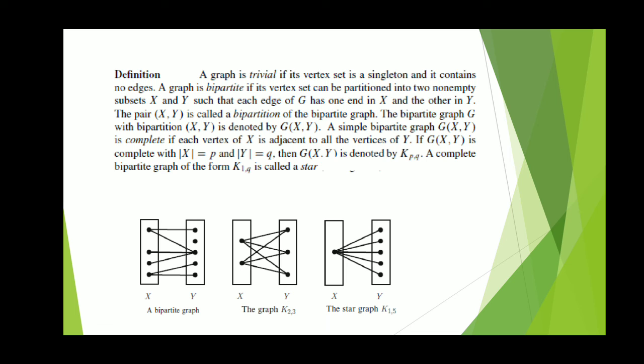A complete bipartite graph of the form K1, Q means the first set contains only one vertex and the second set contains Q vertices, and we make the adjacency between the vertex of one set and the vertices of the other set. We get a graph, and this graph is called a star graph.